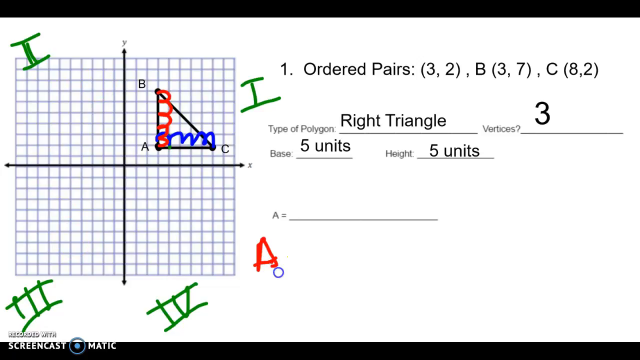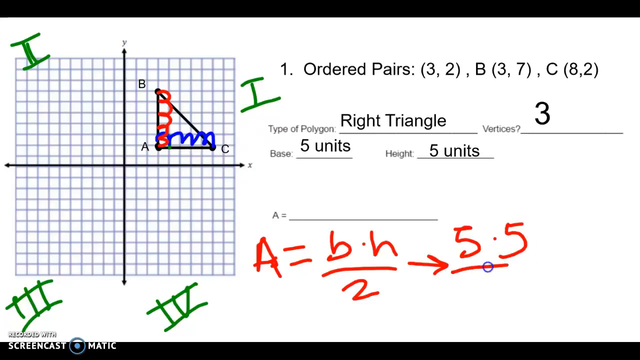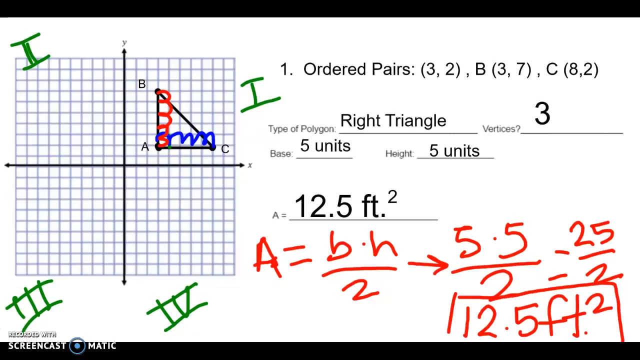So the area formula for a triangle is base times height divided by 2. We know our base and our height, so we're going to substitute those in. 5 times 5, divided by 2. So you get 25 divided by 2. And when you do that, you get your area to be 12.5 feet squared. I boxed my answer, but I'm also going to plug it back in where it says A equals, that means area equals.